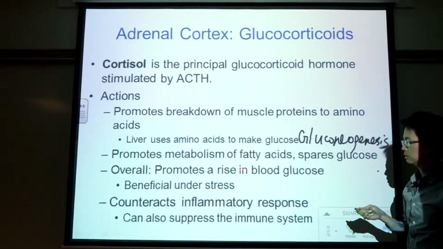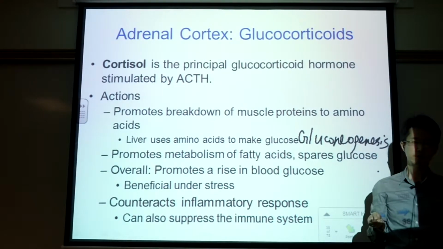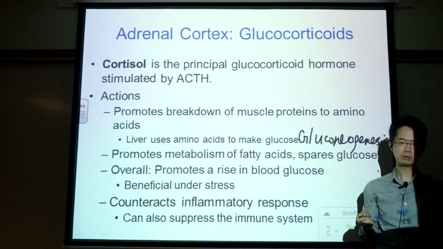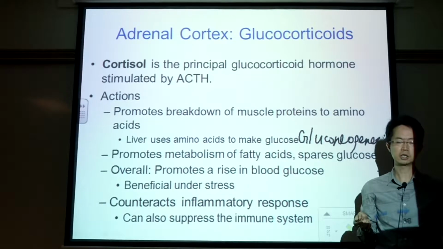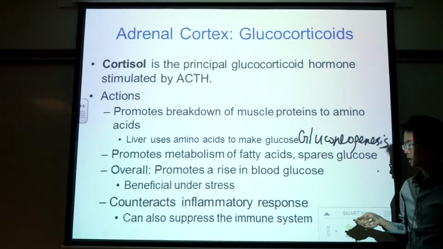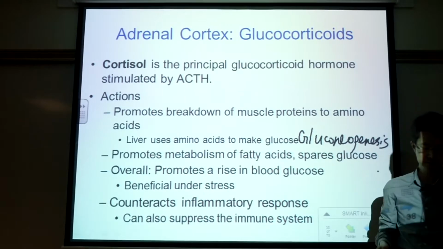The overall effect is to increase the blood glucose level to deal with stress. Why? Because when we have more glucose, we can make more ATP through cellular respiration. When we have more ATP, we have more energy, and we can use the energy to deal with stress. We can also use this to deal with inflammatory responses. Cortisol can also suppress the immune system.